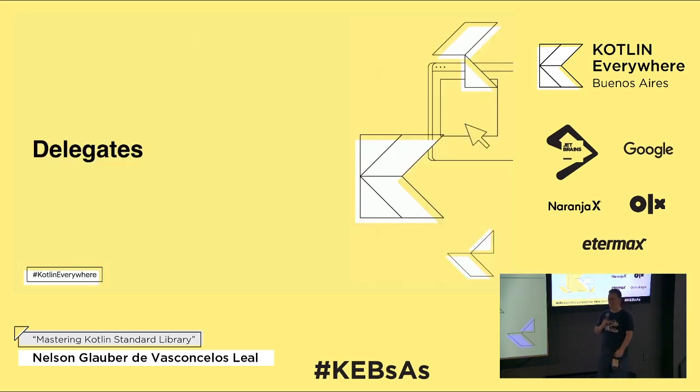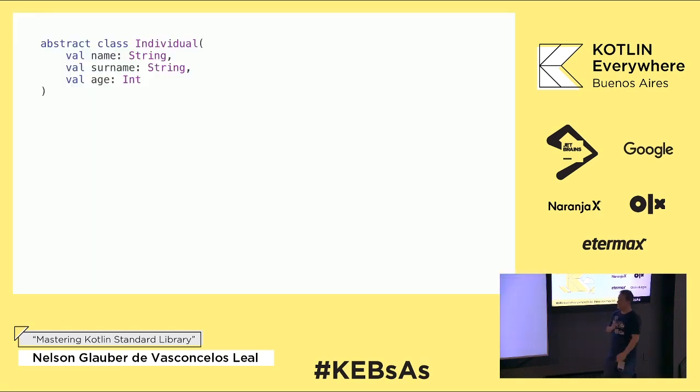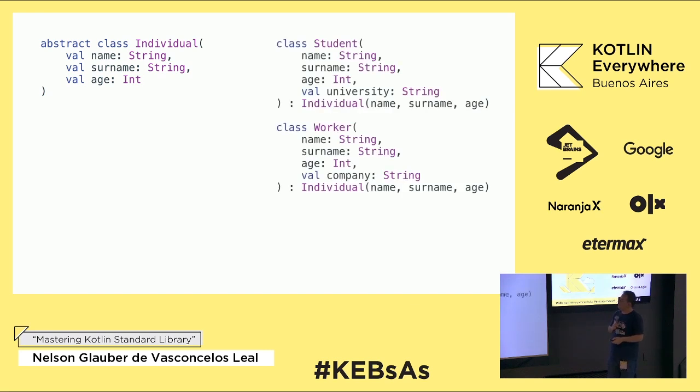Okay, my last topic, I promise. Delegates. Delegates is a very interesting topic, which I didn't study very much, but now I can see how powerful it is. Let's say that you have this Individual class, and you have the Student class and Worker class, which extend the Individual class. Not wrong here. The only problem is that we are repeating name, surname, and age three times. We can improve that using delegates.